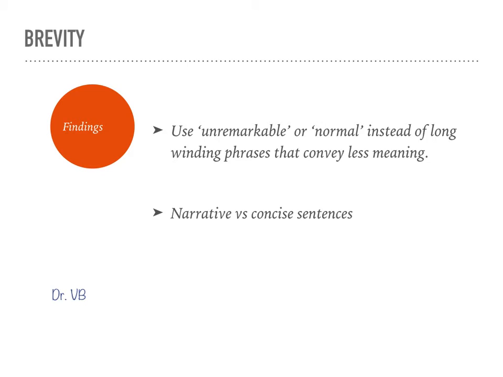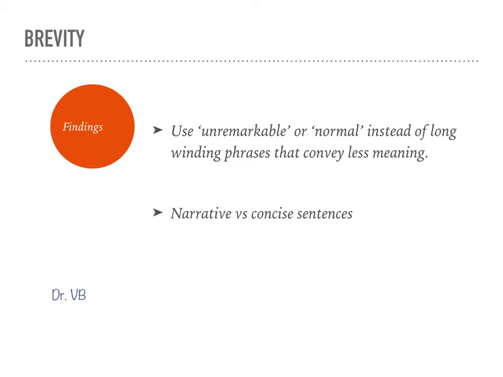Use unremarkable or normal instead of long winding phrases. Why this is significant is because of the question the clinician is raising. For example, in a non-enhanced CT of the abdomen, if his primary concern is whether there are any calculi in the urinary tract, there is no point in discussing in detail other organs, like whether there's a focal liver lesion or the pancreatic duct is normal in size, because a non-enhanced CT of the abdomen will provide limited information on the rest of the organs. So you can broadly use statements like liver is grossly unremarkable, etc.